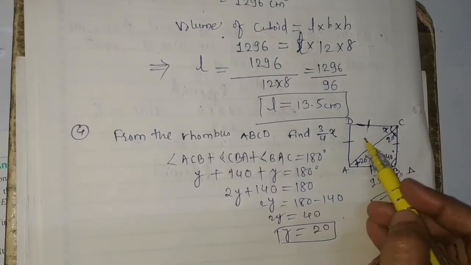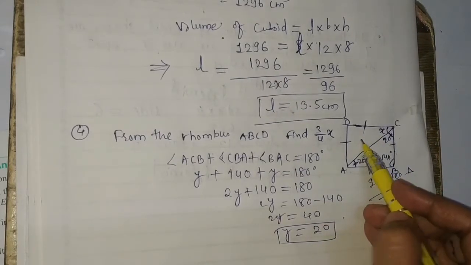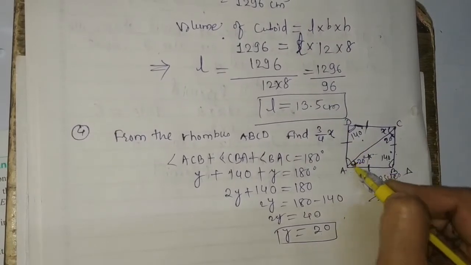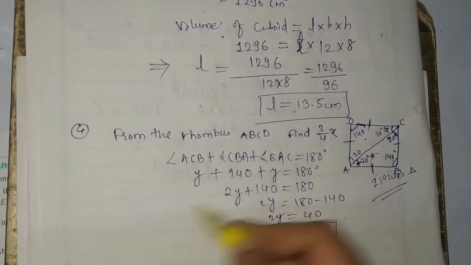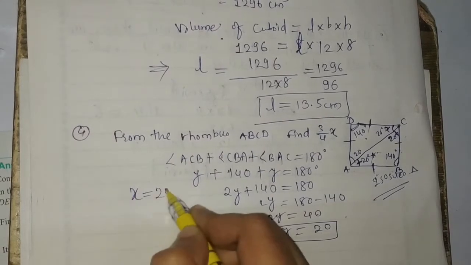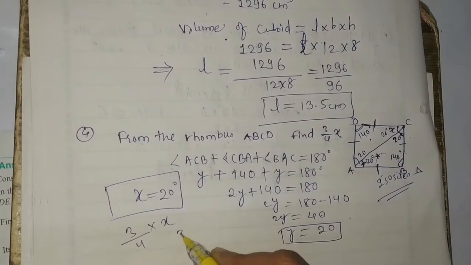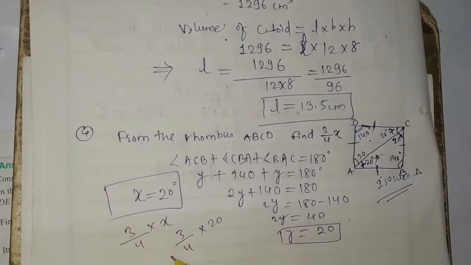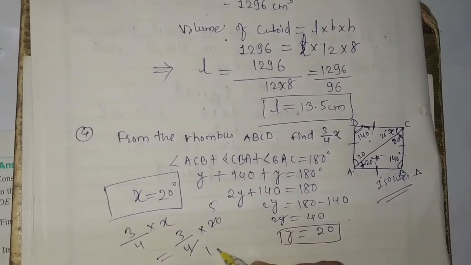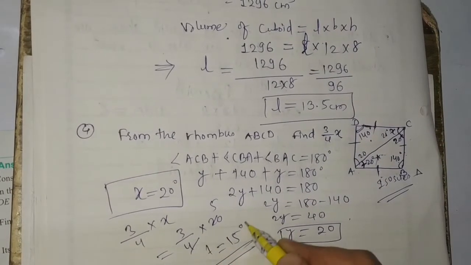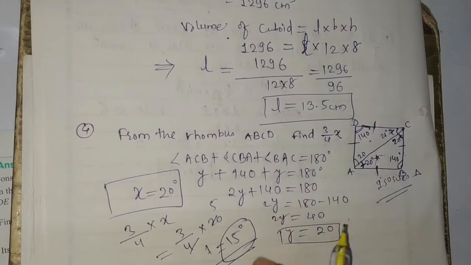And if you see, this again is going to be the same. Opposite angles are equal, so it is going to be 140, then the remaining are 20 and 20. So x is equal to 20 degrees. 3 by 4 of x is 3 by 4 of 20, which is equal to 4 fives are 20, so 3 fives are 15. So children, 3 by 4 of x is 15 degrees.